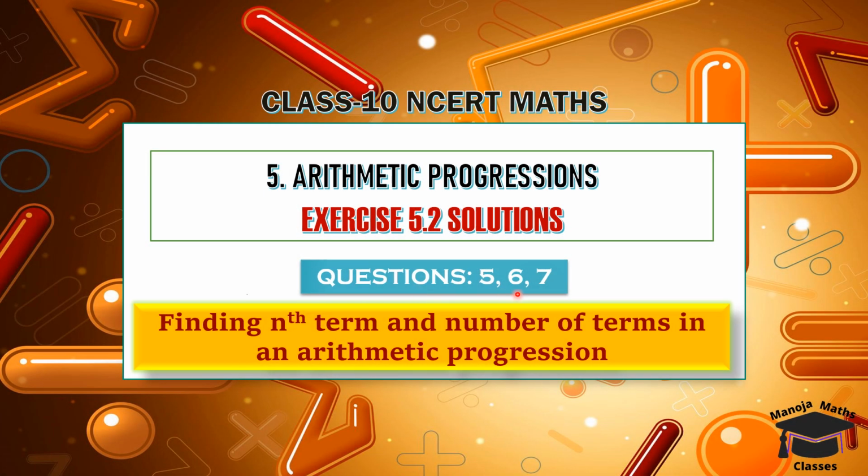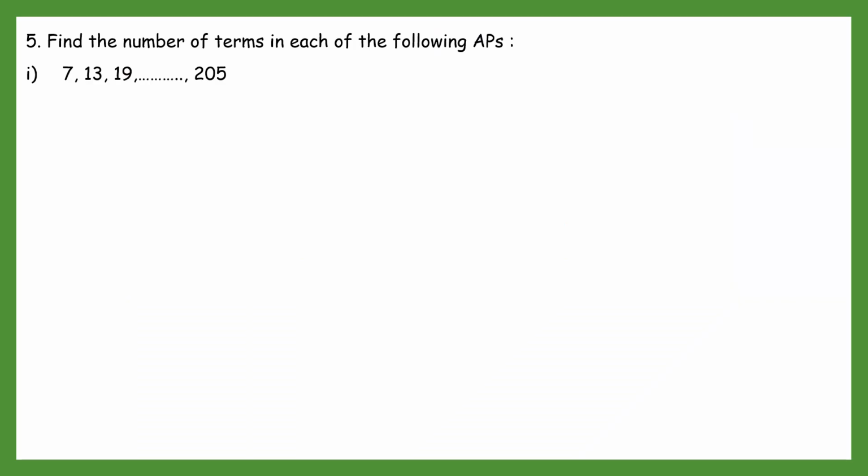Let's solve questions 5, 6, 7 in exercise 5.2 chapter Arithmetic Progressions, class 10 NCERT Maths. The concept is finding nth term and number of terms in an arithmetic progression. Find the number of terms in the following arithmetic progression.